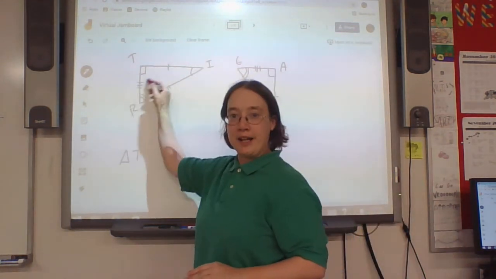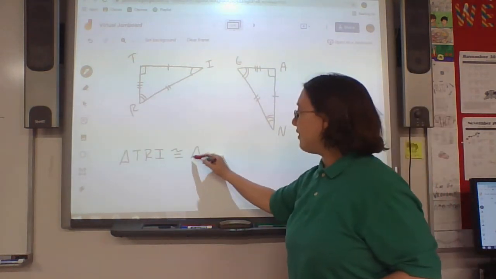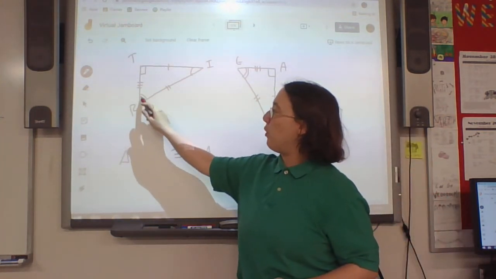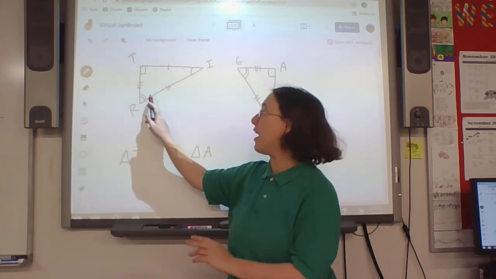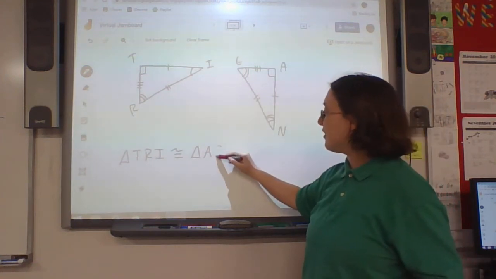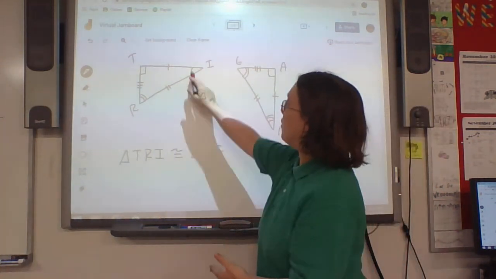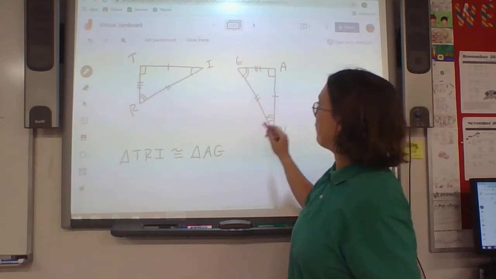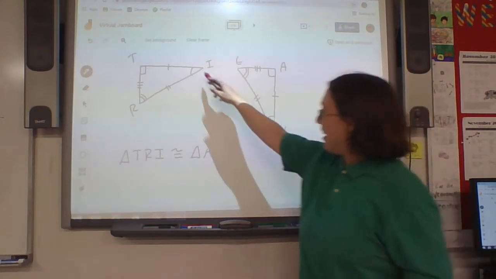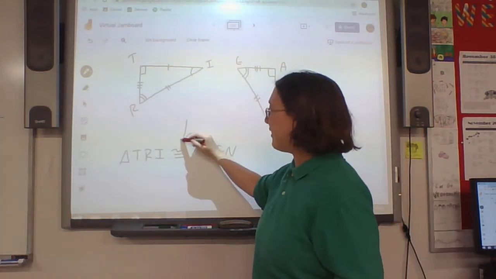Angle T is my right angle over here. So I'm looking for my right angle over here, which is angle A. And then if we went to angle R next, then we're looking for the one that has two of those lines there that's making it congruent to angle R over here. So the corresponding angle is angle G. And then by process of elimination, the one that's left is angle N, which is also the one that goes with angle I. Oops, I put the wrong number of hash marks on that. My bad. So angle I goes with angle N over here. So that's a congruence statement.